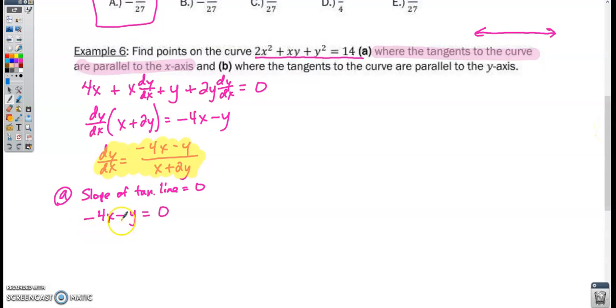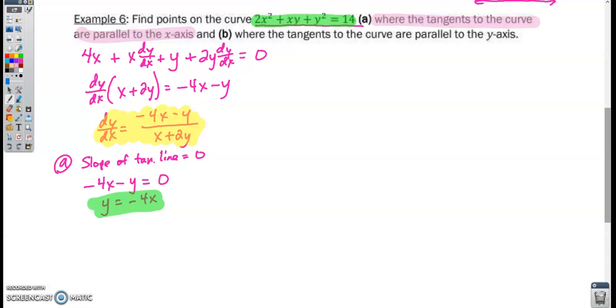So I can just solve this by adding y to both sides. And I get the relationship that y is equal to negative 4x. So for any point on this curve with a tangent line parallel to the x-axis, these two green highlighted equations both have to be true. So we have a system of equations now to find the points on the curve where the tangents to the curve are parallel to the x-axis. So we just want to solve the green highlighted system of equations.